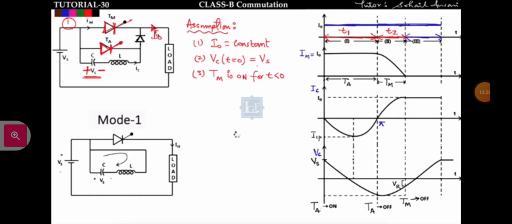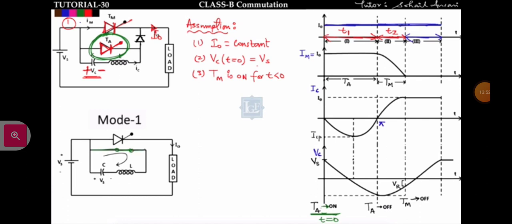So let us start with mode 1. This is mode 1. In mode 1, I am triggering thyristor Ta at t equal to 0. You can see that Ta is on at t equal to 0. See the waveform, Ta is on at t equal to 0. Then what will happen? The voltage across the capacitor is like this. The moment you trigger thyristor Ta, it will be shorted. Ta will be shorted like this.